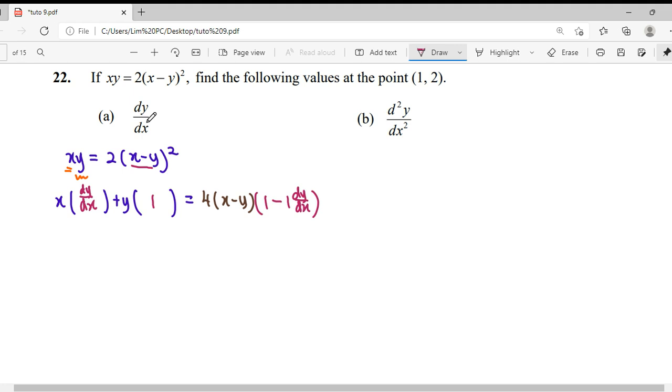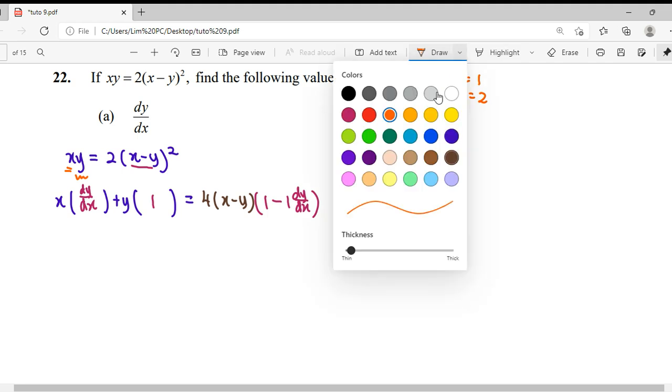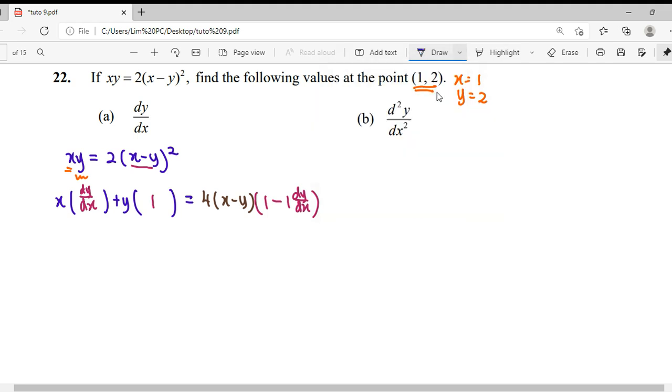So what did they give us? You can see the question says find the following values. They want values. That means for this question we can straight away substitute our point. When you are given a point here, it means the value of x is 1 and the value of y is 2. You can use this information to answer the questions. So we no need to simplify. Straight away, we substitute x equals 1, y equals 2. Find out the values. That is the purpose of the question.